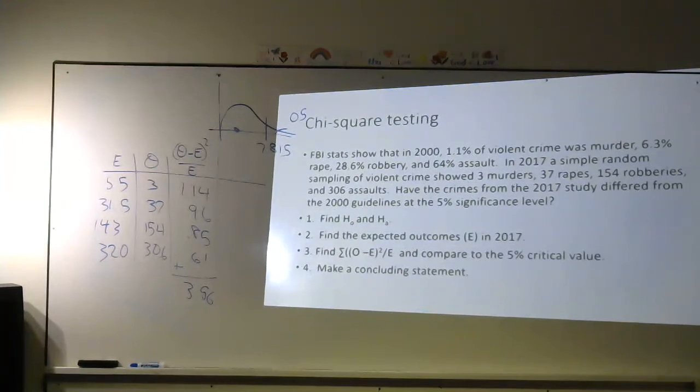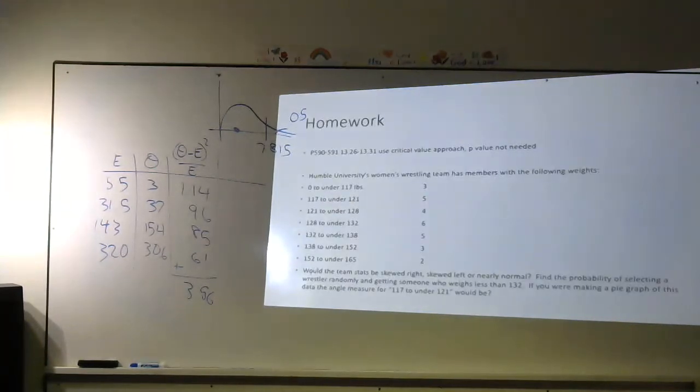Oh, homework, heaven's sakes. Heaven's sakes, there's your homework. Okay. A couple of extra problems then below the chi-squared problems.